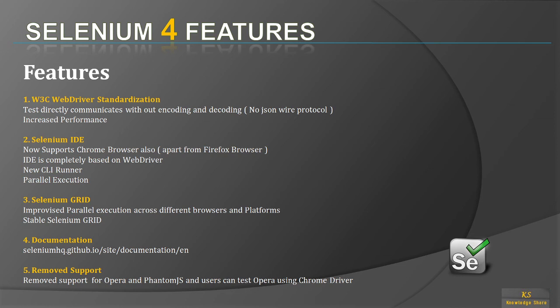That means they need not use Opera now. They can directly use the Chrome browser for Opera as well. So these are the great features of Selenium 4. In the next upcoming session, we will see how to download the Selenium 4 jar, how to include it in your project and how to run a sample program.